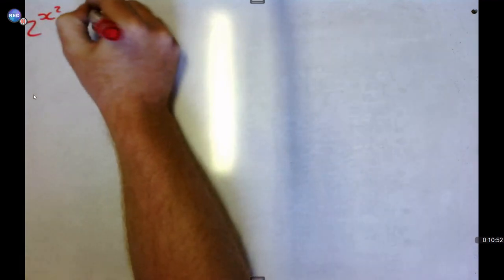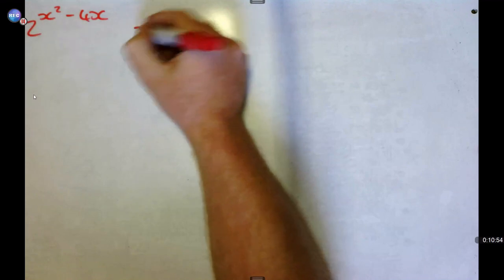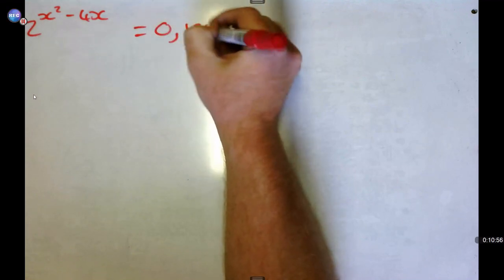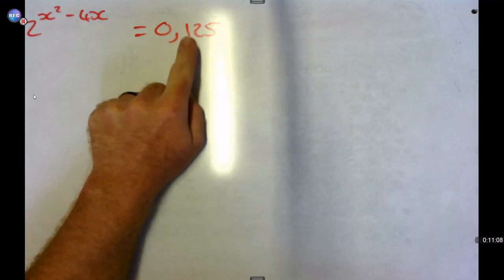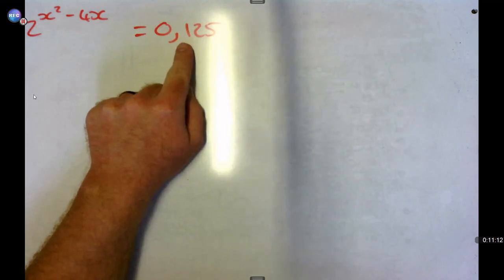Okay, our next question looks as follows. We've got 2 to the power of x squared minus 4x equals 0,125. There we go. Told you, we'll always be working with questions from the easiest to the most difficult. So the first thing that you are looking at here, and the first problem that you'll be experiencing, is this decimal number. My opinion, change it to a common fraction immediately.